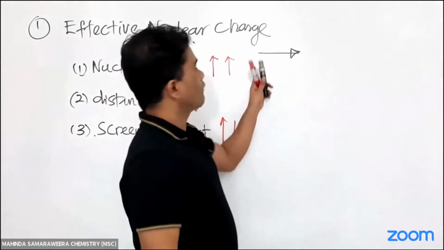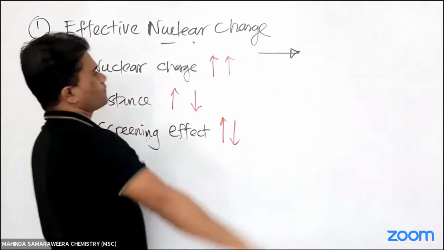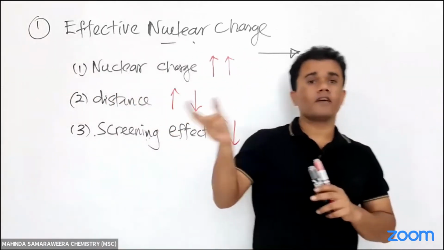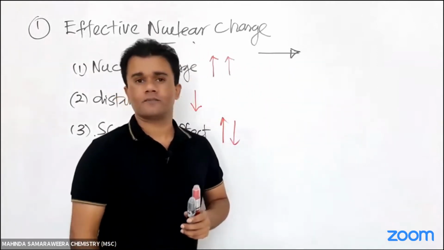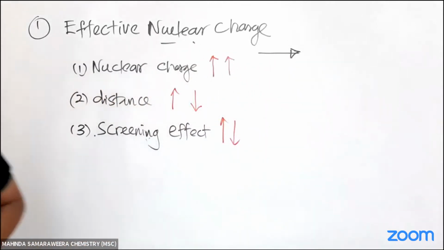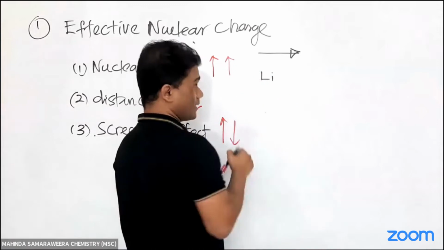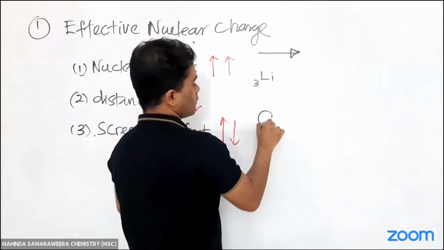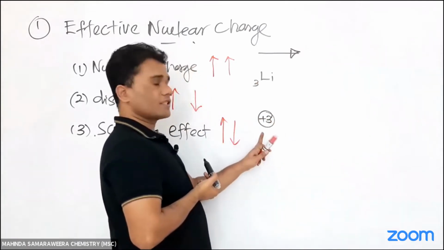When you go from left to right in a period, what about the nuclear charge? Will that increase or decrease? You know that one? Here, I take lithium. I took lithium that day. Lithium, atomic number 3. Because of 3, what's the nuclear charge? Plus 3. The unit nuclear charge.